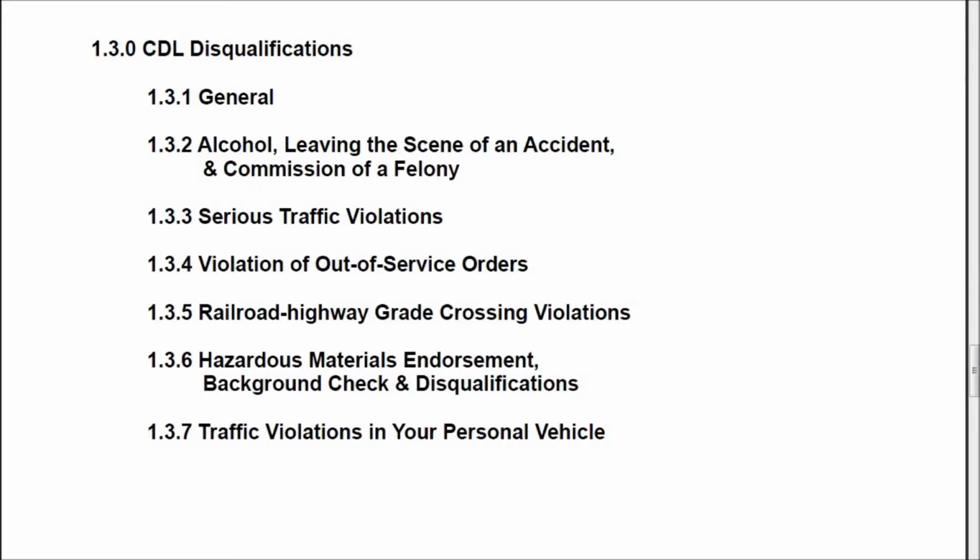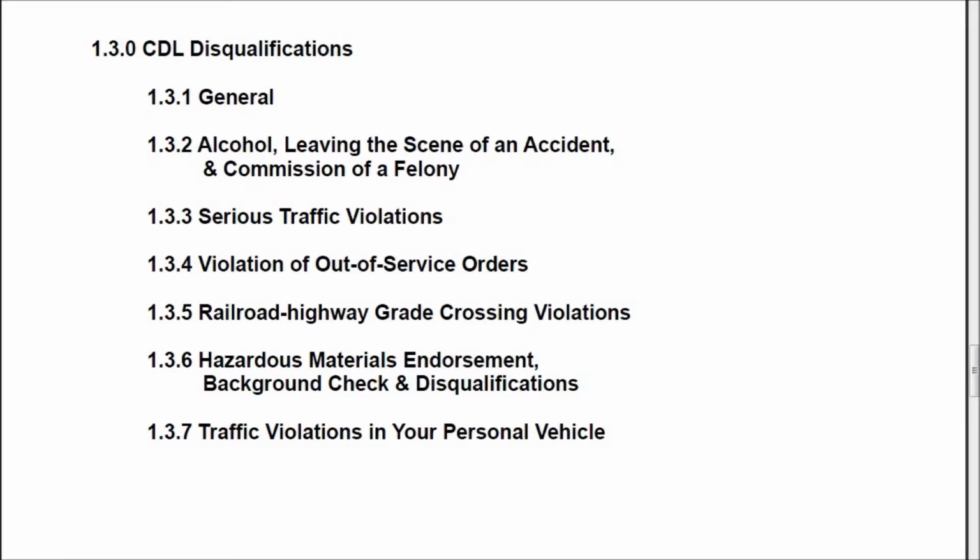Section 1.3 CDL disqualifications. Subsection 3.1 General. Subsection 3.2 Alcohol, leaving the scene of an accident, and commission of a felony. Subsection 3.3 Serious traffic violations. Subsection 3.4 Violation of out-of-service orders.